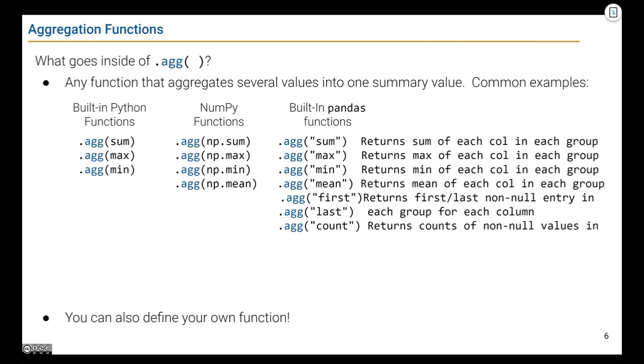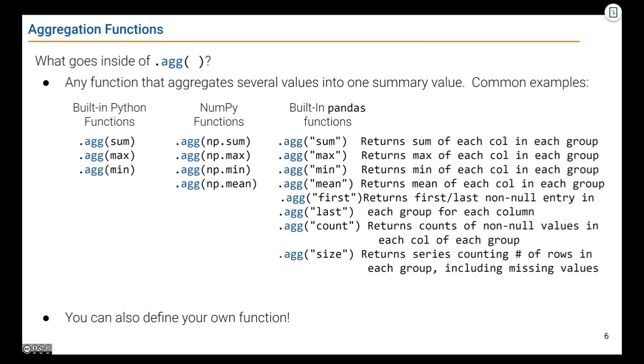Count is going to return the counts of all your non-null values in each column of each group. And its similar related call is size, which is going to return the number of rows in each group, which will include missing values. I know this is a lot to take in. This is a good reference page to go to. In the next few slides, we're going to do examples, and I highly recommend that you play with this as we go through, just so you can start to get used to these.